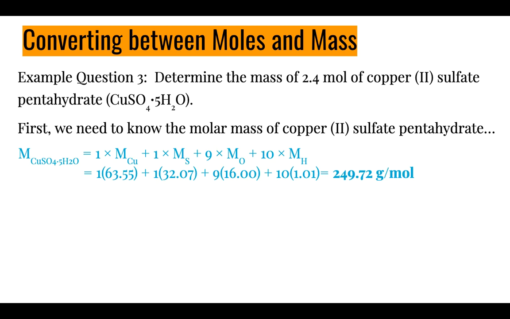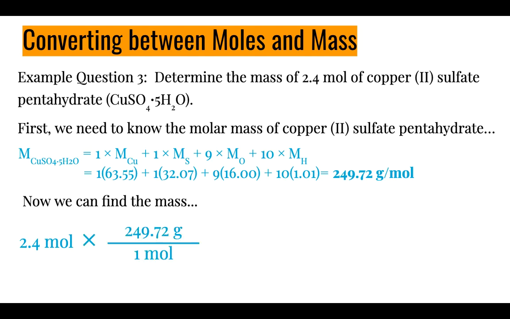Now we can find the mass, which is what the question was asking for. So we start with the 2.4 moles given in the question and multiply by the molar mass in the form of a conversion factor. Since we're trying to find mass, the grams will go on the top. 249.72 grams is 1 mole. So the moles will cancel. When you put 2.4 times 249.72 in your calculator, you get 599.328 grams.